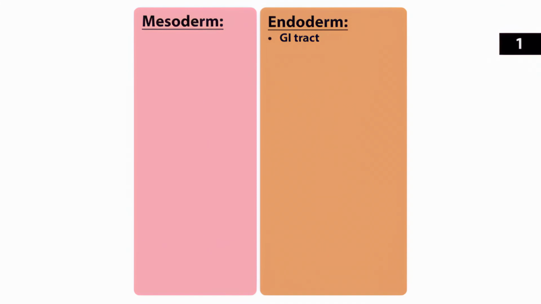Where does the part of the anal canal distal to the pectinate line come from? From surface ectoderm. The submandibular and sublingual salivary glands come from endoderm. Remember, the parotid glands come from surface ectoderm, but the submandibular and sublingual glands come from endoderm.